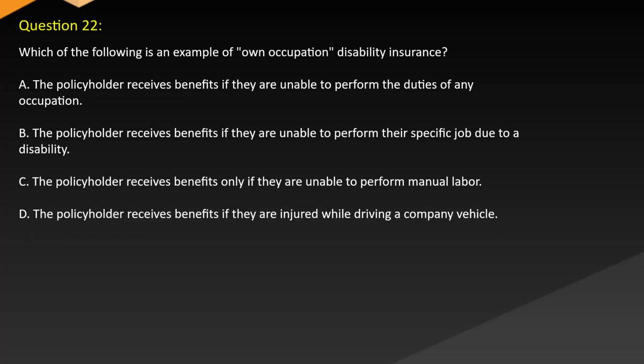Question 22. Which of the following is an example of a own occupation disability insurance? A. The policyholder receives benefits if they are unable to perform the duties of any occupation. B. The policyholder receives benefits if they are unable to perform their specific job due to a disability. C. The policyholder receives benefits only if they are unable to perform manual labor. D. The policyholder receives benefits if they are injured while driving a company vehicle.